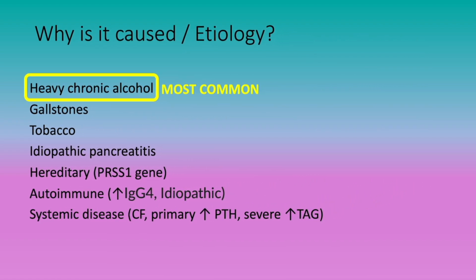What is the etiology of chronic pancreatitis? The etiology of chronic pancreatitis is heavy chronic alcohol consumption. Other causes include smoking and gallstones causing the biliary pancreatitis, idiopathic pancreatitis, hereditary pancreatitis caused by a gene mutation of the PRSS1 gene. There are two types of autoimmune pancreatitis. The first is increase in the subclass of IgG4 antibodies, and the other one is idiopathic. Systemic disease can also be a cause: cystic fibrosis, primary hyperparathyroidism leading to hypercalcemia, and severe hypertriglyceridemia.